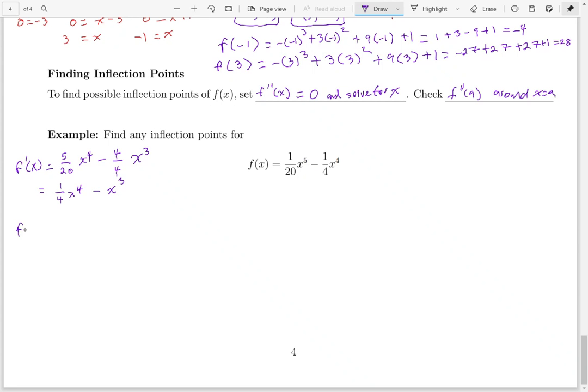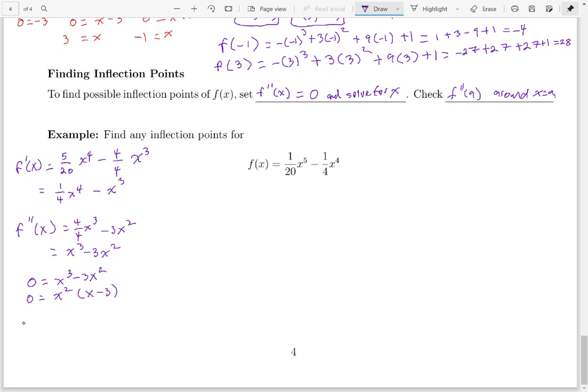We'll then define the second derivative. Well, f double prime of x is going to give us 4 over 4 times x cubed minus 3x squared. Then, of course, with that little bit of reduction, that's going to be 1 times x cubed minus 3x squared. At this point, to find possible inflection points, set the second derivative equal to 0. 0 is equal to x cubed minus 3x squared. I'm going to factor that: 0 is equal to x squared times x minus 3.